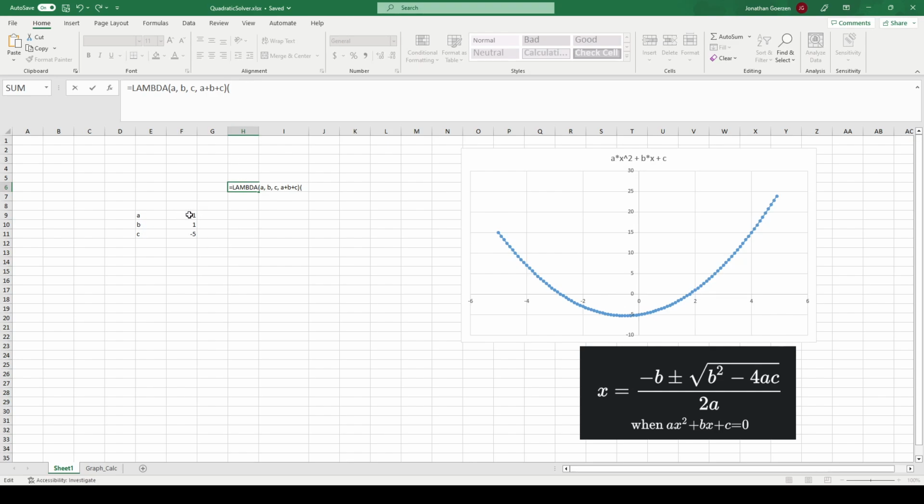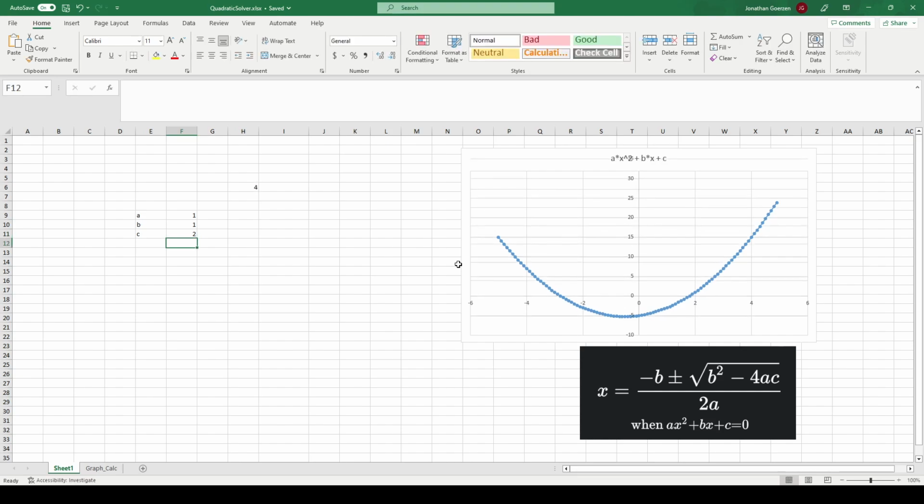My first value is A, and I'll select this cell right here. Now it shows up as being input A because I've taken the time to name these values in advance. It'll make the next steps easier. So I'm going to have input A, input B, and input C, and close that off. Now when I hit enter, it returns the sum of those three numbers. 1 plus 1 plus minus 5 is equal to minus 3. And if I change that C to be equal to 2, then my answer should be 4.